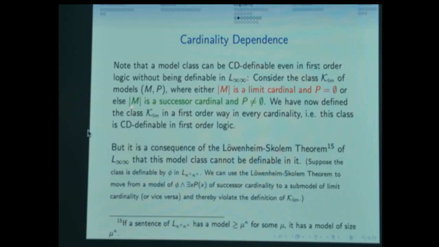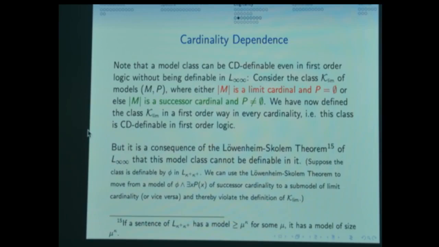So this class is CD definable in first order logic, but it's a consequence of the Löwenheim-Skolem theorem for L infinity infinity that this class cannot be definable in it, because we can move from a model of phi where the predicate is non-empty to a submodel where it is empty, violating the definition of the class.